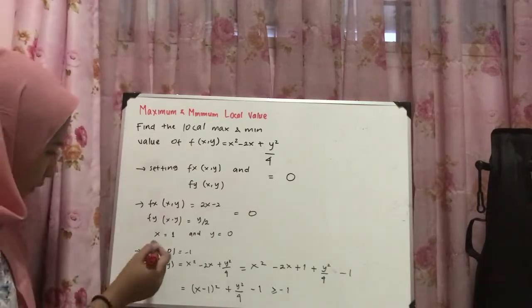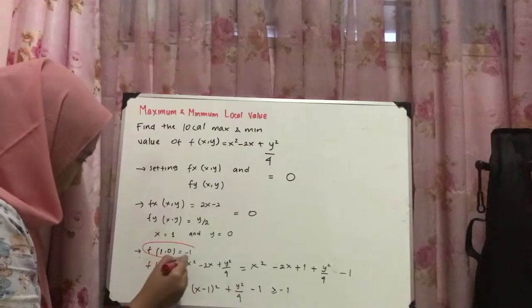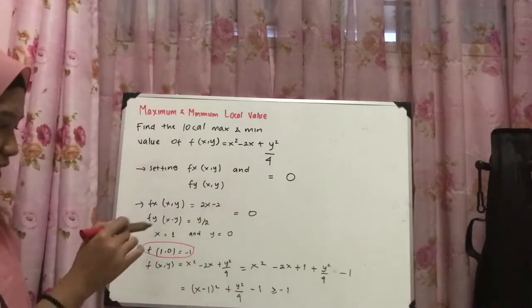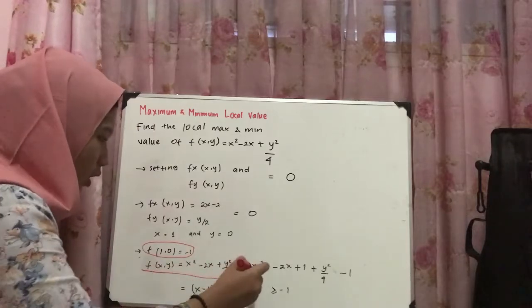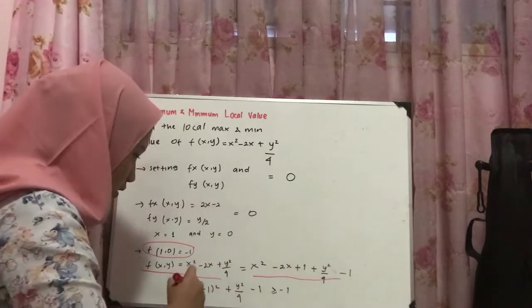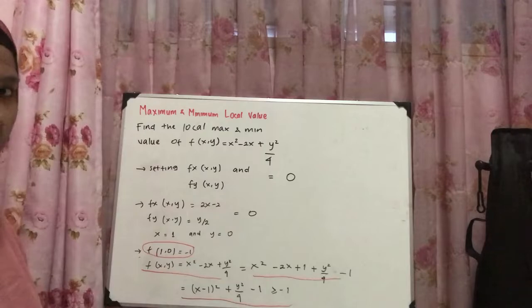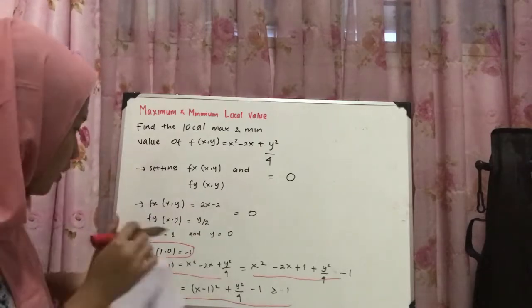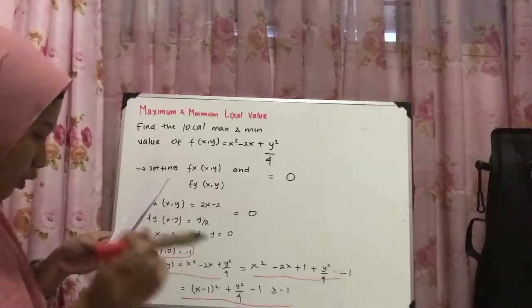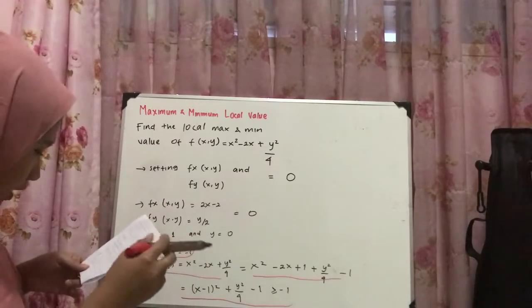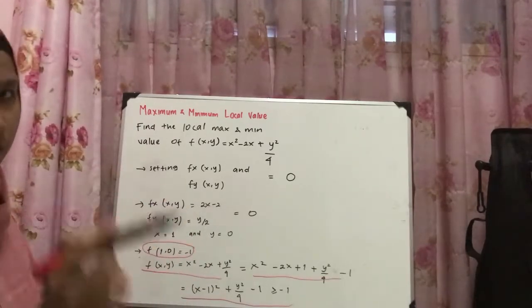So then we can find the function f(1, 0) equal to minus 1. We substitute all of the function given, and then we can know that f(1, 0) is actually a global minimum for f, and there are no local maximum values.